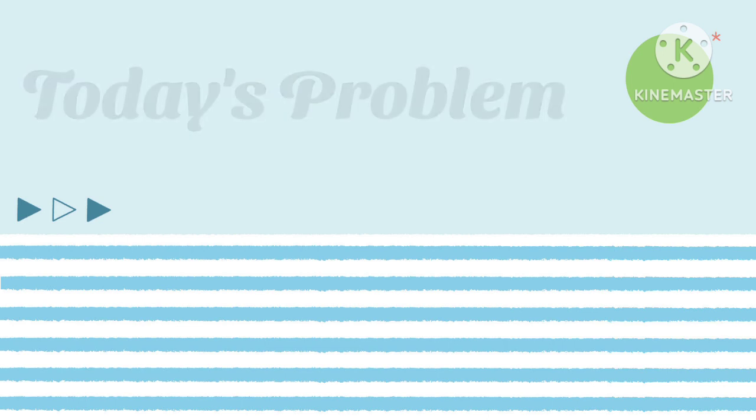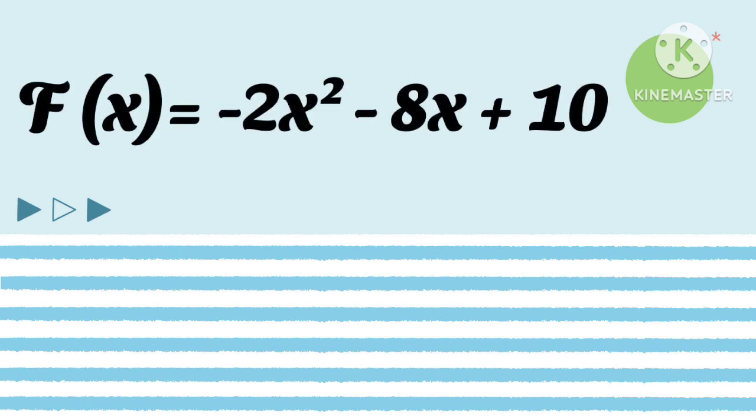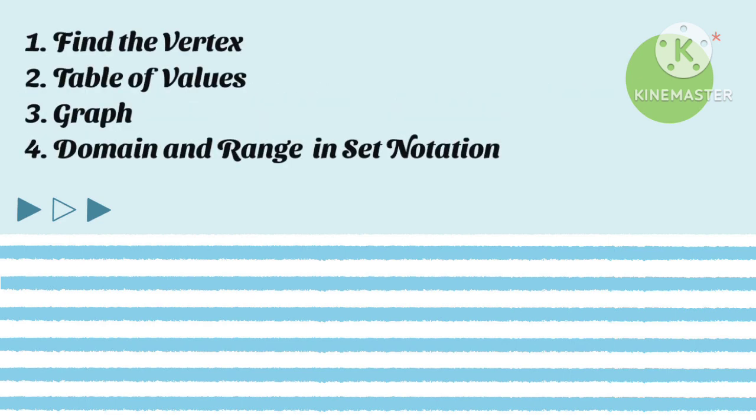For today's problem, we have f of x is equal to negative 2x squared minus 8x plus 10. Our task is to find the vertex, table of values, graph, and the domain and range in set notation.